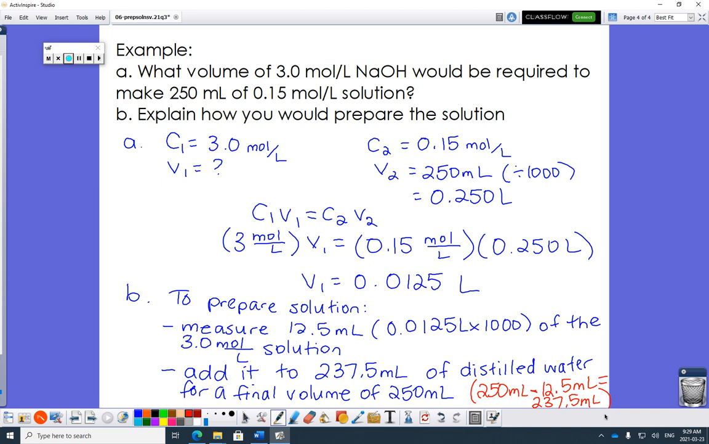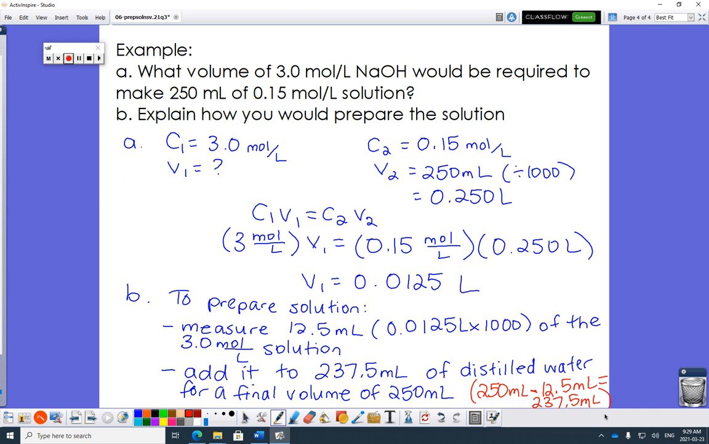So then the amount of water that you're going to use is actually the difference between them. Sorry that I had to squish. So unlike the other solution where we took a solid and dissolved it in water and the volume didn't change, now that we have 12.5 milliliters of solution, you need the difference between them for the amount of water so that your final volume is 250.